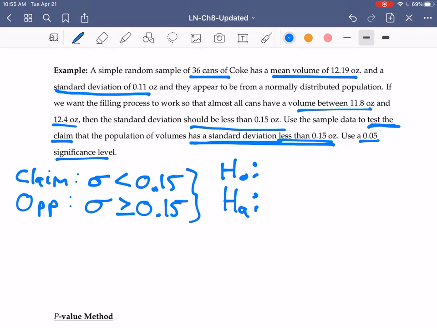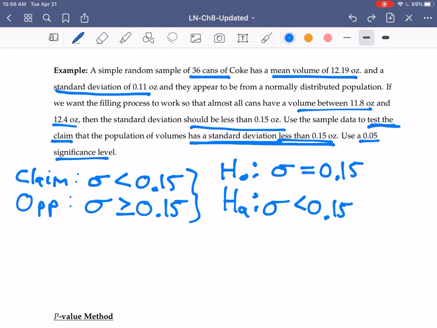The alternative is always the one that does not allow the two sides to be equal. And so that's going to come from the claim in this particular example. So sigma is less than 0.15. And sigma is equal to 0.15 will be the null hypothesis.